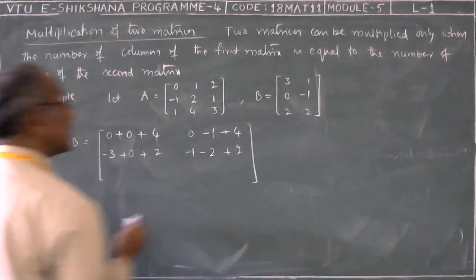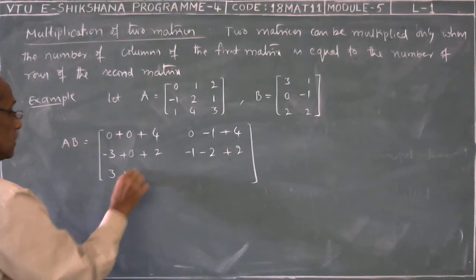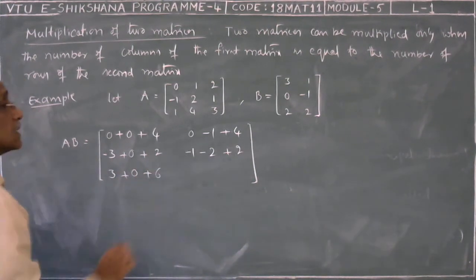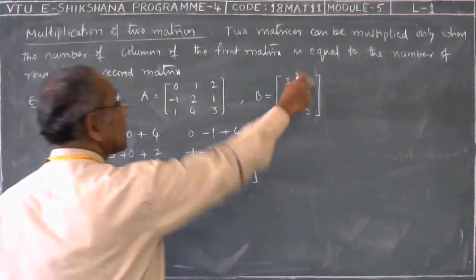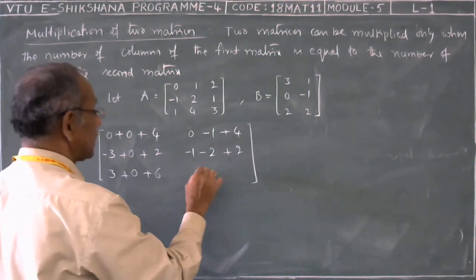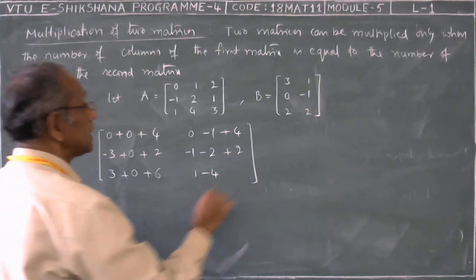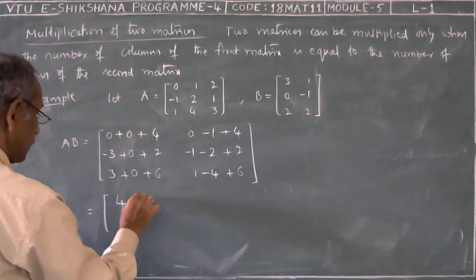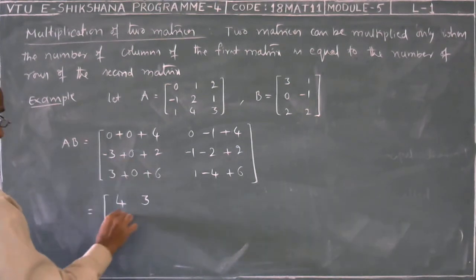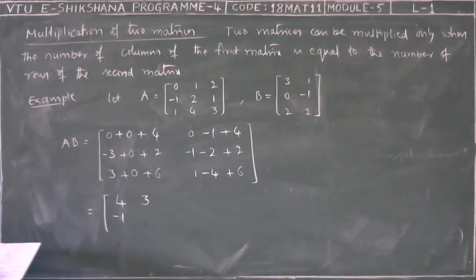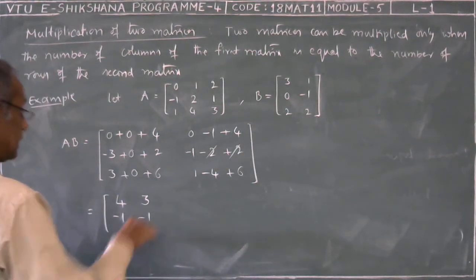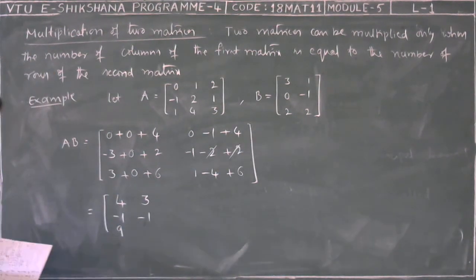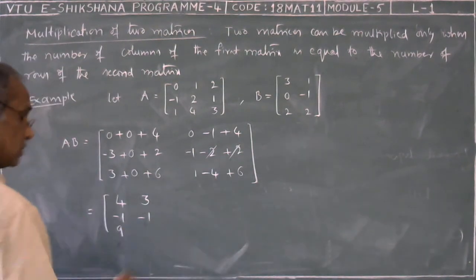Then last row, first column: 1 into 3, 3, 4 into 0, 0, 3 into 2, 6. Then last row, last column: 1 into 1, 1, 4 into minus 1, minus 4, 3 into 2, plus 6. So this is equal to 4, 3, minus 1 plus 4, 3, minus 3 plus 2, minus 1, minus 1, then 3 plus 6, 9, then 7 minus 4 is 3.